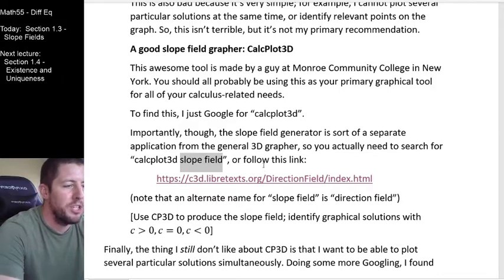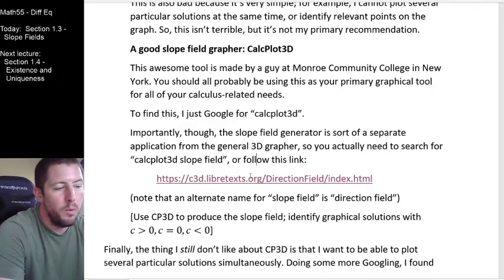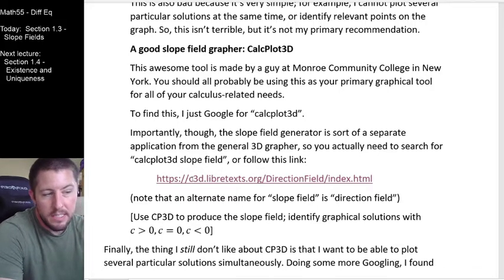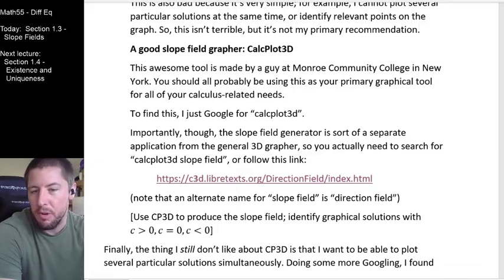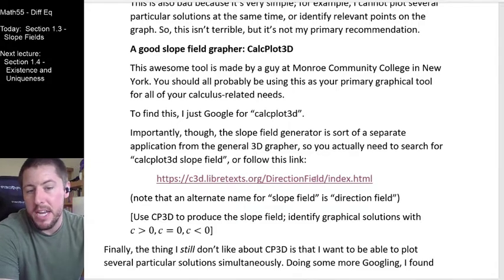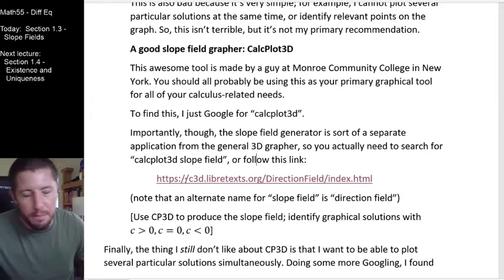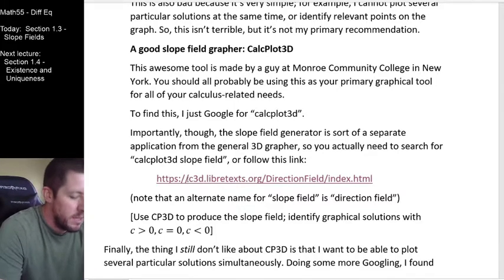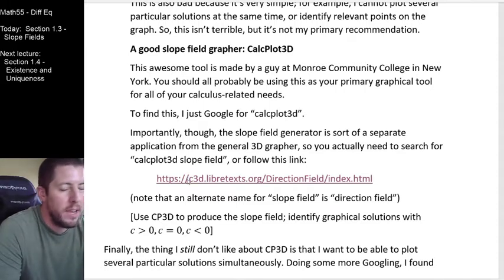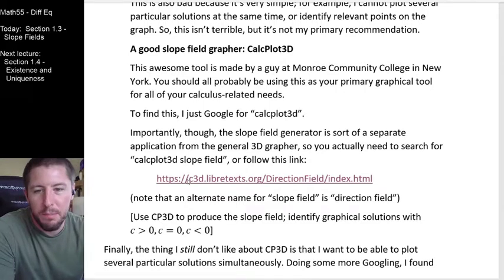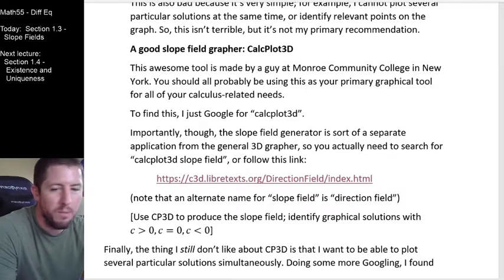I do want to just briefly show you guys CalcPlot 3D, and you can see C3D, that's CalcPlot 3D to them. And this is the direction field grapher. A direction field and a slope field are the same thing. It's just two different names for the same thing. So let's check out CalcPlot 3D in general, but then particularly the part of it that we actually care about right here. So again, I'm going to control click on this, or you can just search CalcPlot 3D slope field and it'll take you there. Even though it's called direction field there, it knows to look for slope field also.